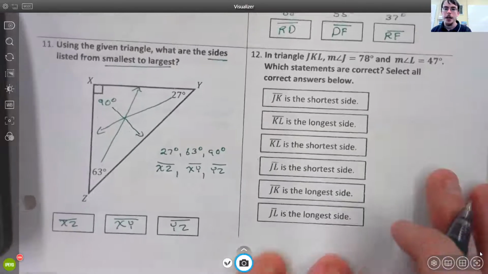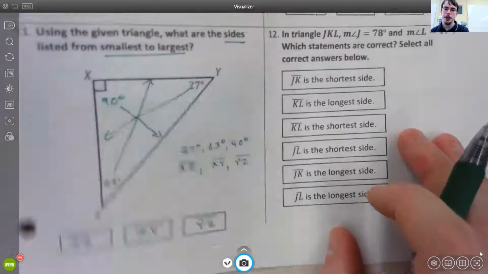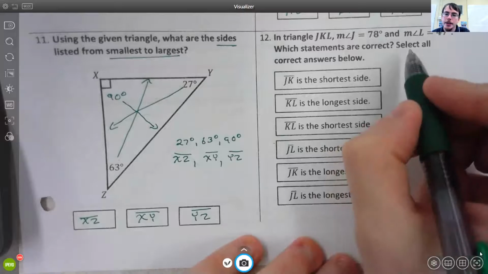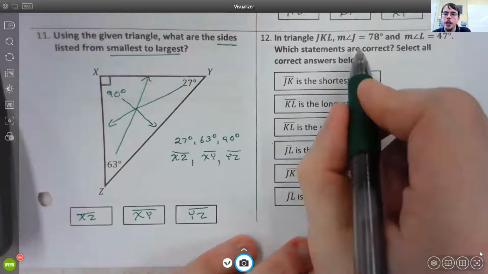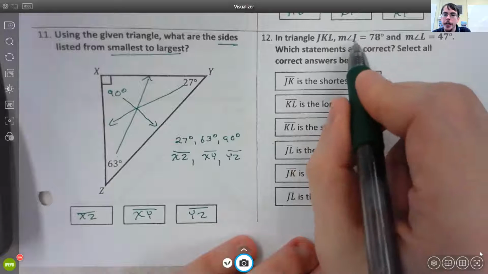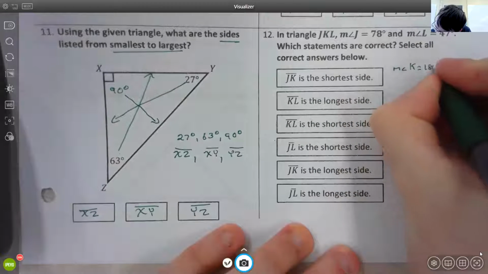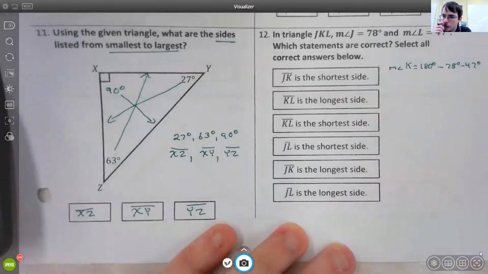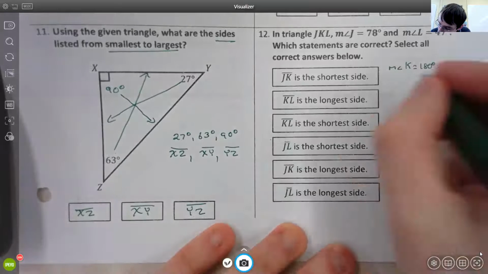Number 12, in triangle JKL, the measure of angle J is 78 degrees and the measure of angle L is 47 degrees. Which statements are correct? Select all correct answers below. So we only know two of the angles. We only know J and L. So to figure out the measure of angle K, we're going to have to take 180 and subtract 78 and 47. Well, when we do that, we get 180 minus 78 minus 47 is 55 degrees.